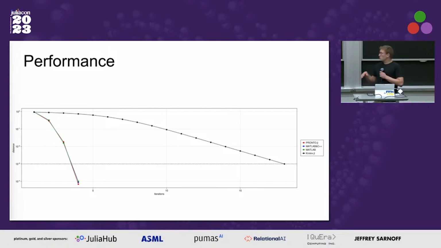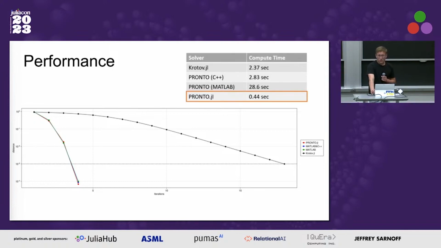So here you see on the bottom is the number of iterations that each algorithm took, and the y-axis is the descent. So you can see all three implementations of Pronto achieve quadratic convergence and can solve this problem in 4 iterations instead of, I believe, 18. However, it also does it quite quickly.